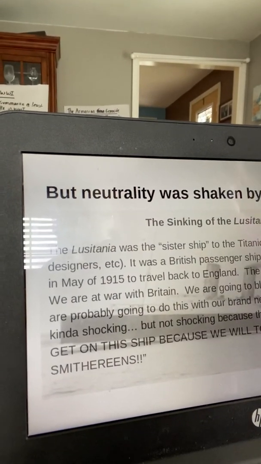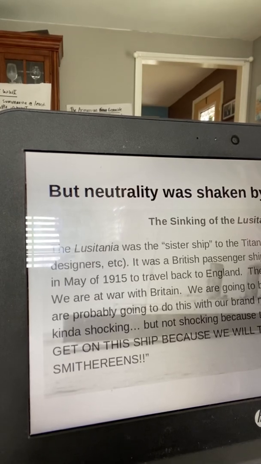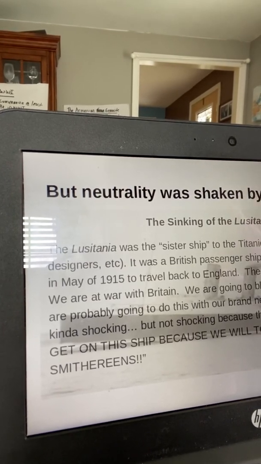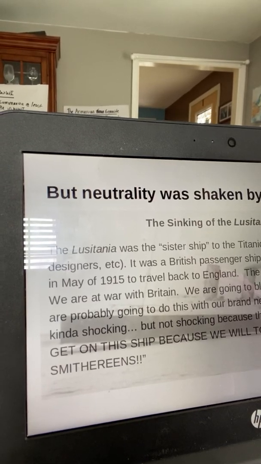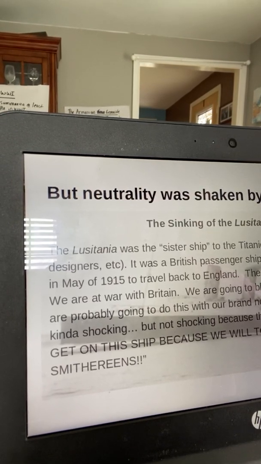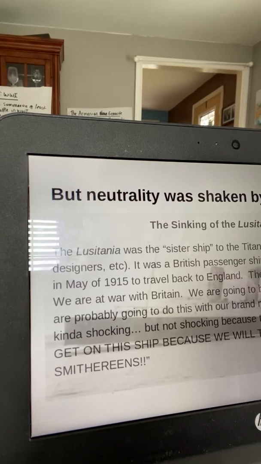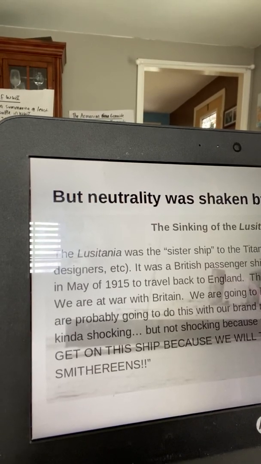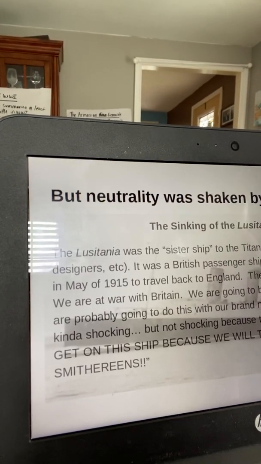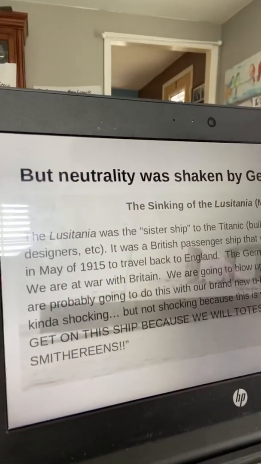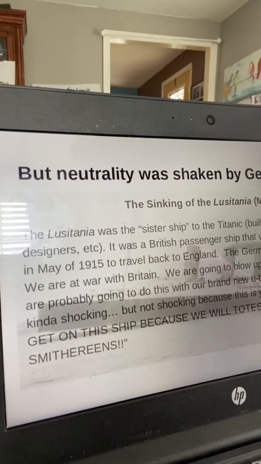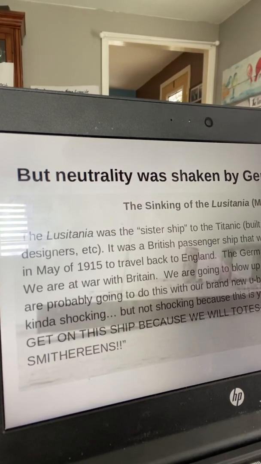U.S. neutrality was shaken pretty early on in the war. About a year in, a British passenger ship called Lusitania was sunk. Lusitania was the sister ship to the Titanic. It was built in the same shipyard, the same year, the same designers as the Titanic was. Very similar ships. And we know what happened to the Titanic. This was a British passenger ship that was leaving New York Harbor in May of 1915. It was going back home to England.